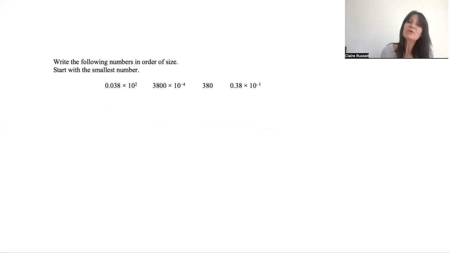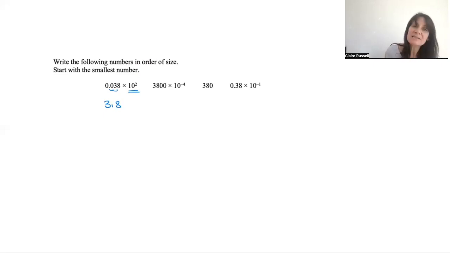All right, so what we want to do here is get these into ordinary numbers. If they're in ordinary numbers, we can read them easily, and then we can put them into the order starting with that smallest first. So this is times by 10 to the power of 2, times by 100. So I'm going to move that 2 places, and I have got 3.8 as my ordinary number.